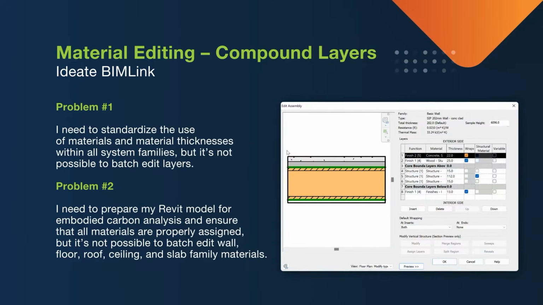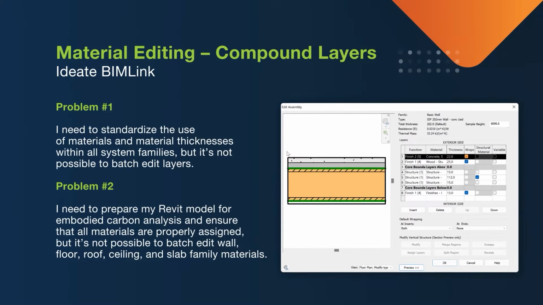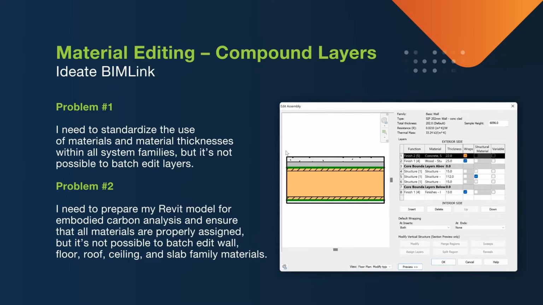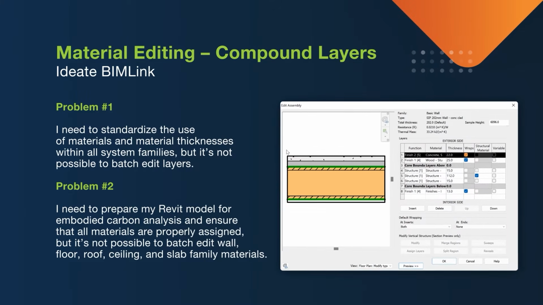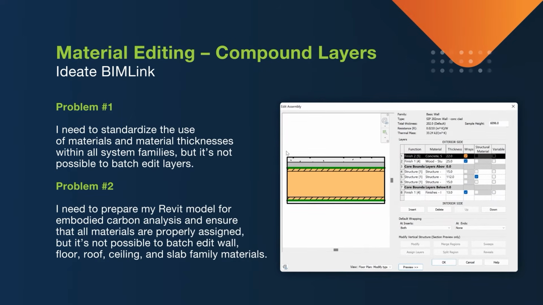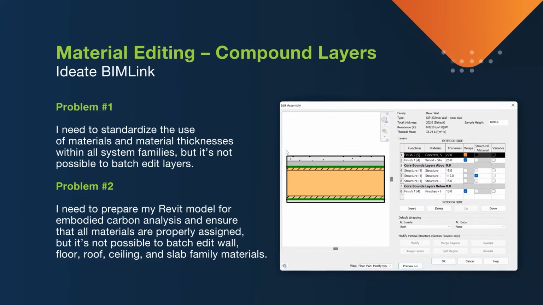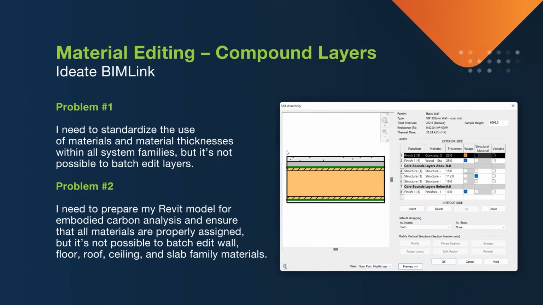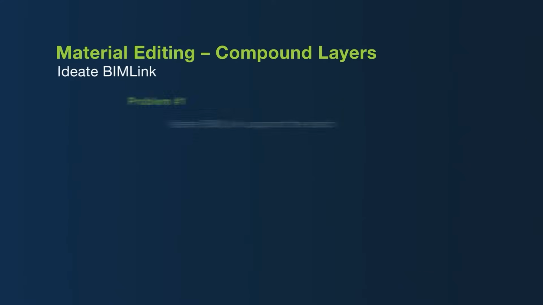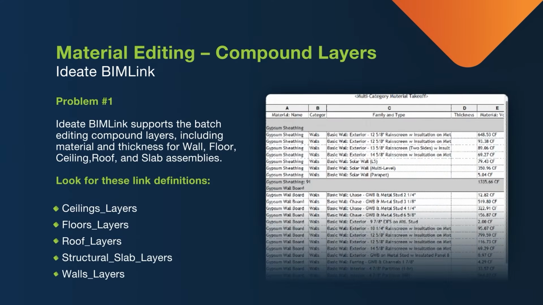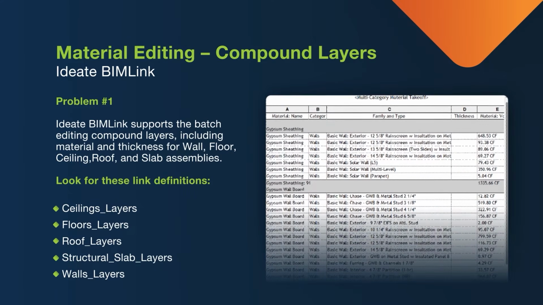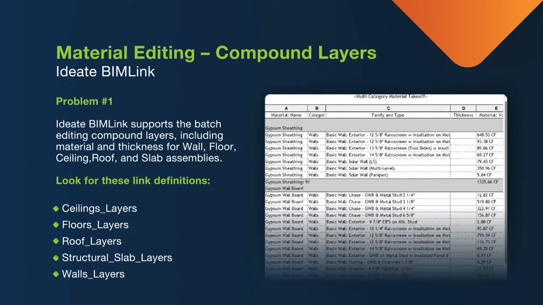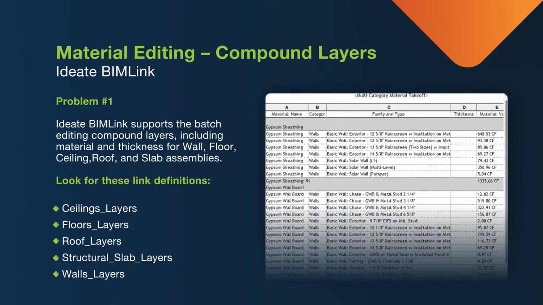Another significant material management challenge relates to editing the materials within system families, such as walls. If you need to batch edit these materials, you've probably noticed there's no good way to do this within Revit. So whether it's to standardize your assigned materials or to prep for quantity takeoff or embodied carbon analysis, BIMLink has you covered. You can look for these sample link definitions to gain easy access to this layer data to manage those system families and their material assignments.